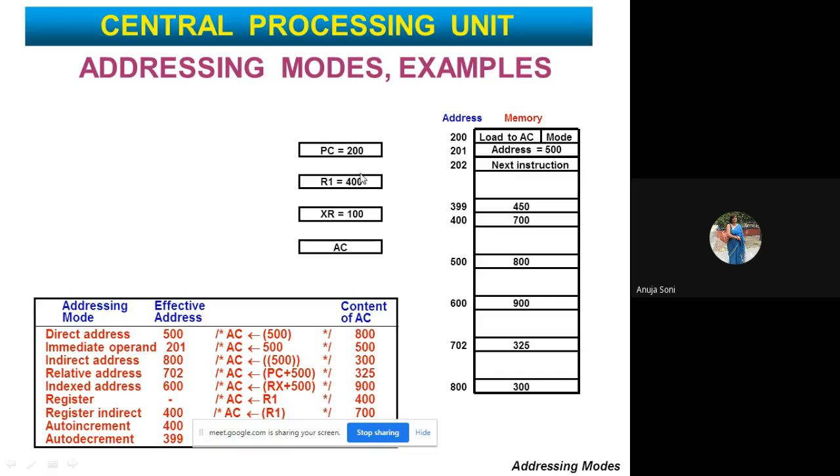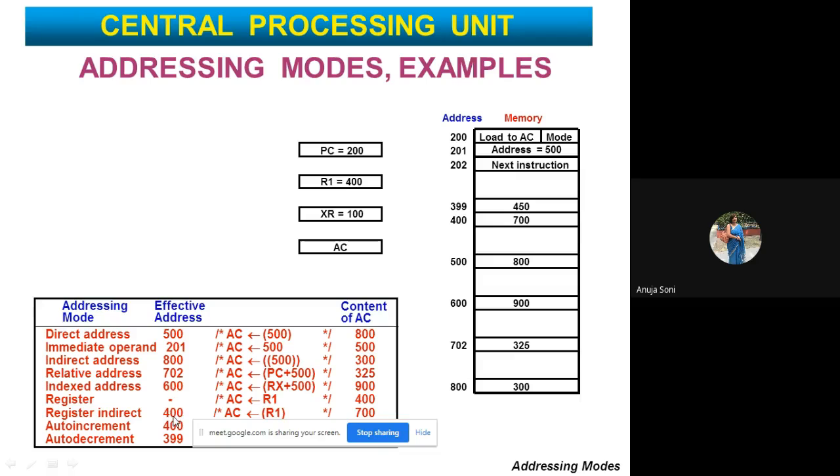The control will go to 400. 700 आपको मिला, 700 will be loaded to AC. So AC के contents क्या बन गए? 700 ही बन गए. So if you view कि register indirect और auto increment में exactly same contents are there. Content of AC दोनों में 700 है और effective address दोनों में 400 है.